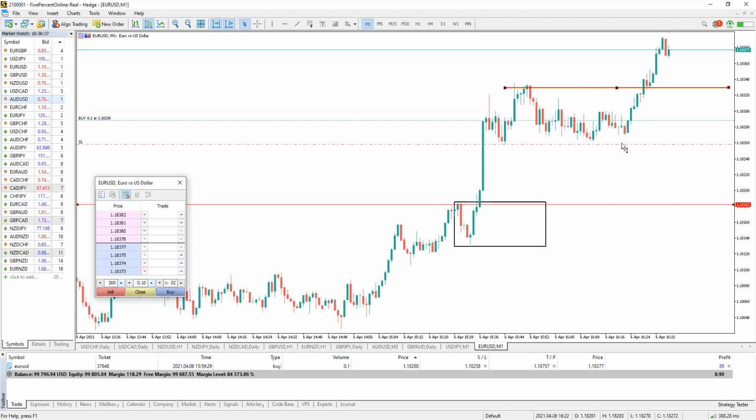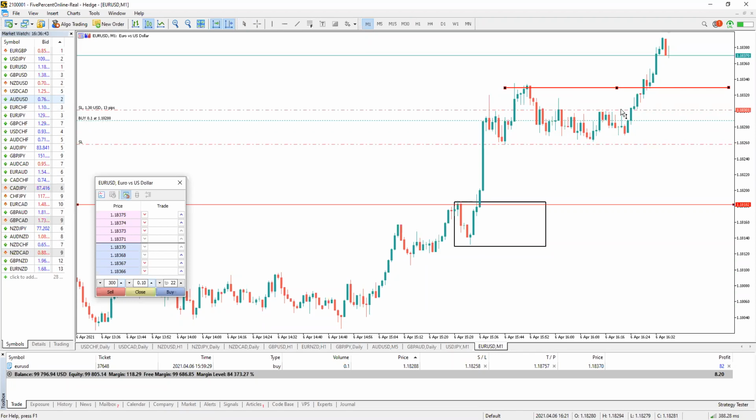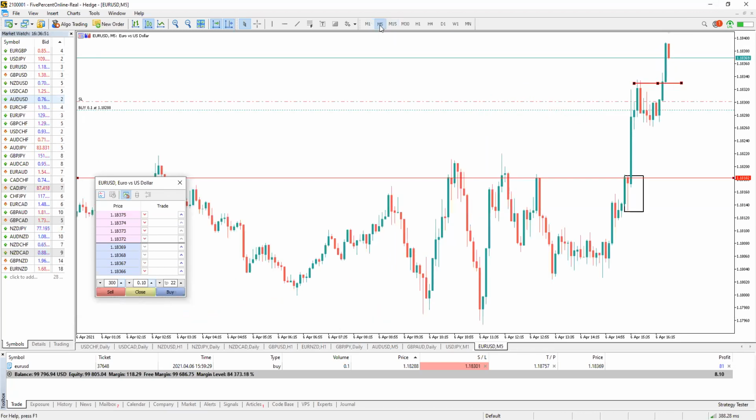So we can trail our stops. We can bring it even closer, or put it on a risk-free position, and then let the trade run. So there are many ways to manage open trades, and that would be very individual decisions.